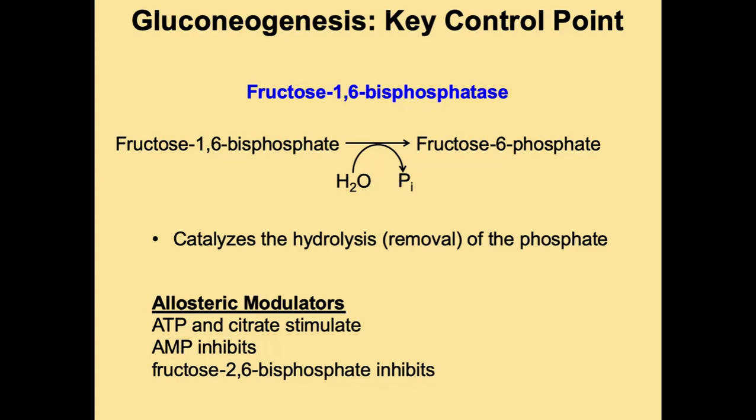And fructose 2,6-bisphosphate, remember this comes from the conversion of fructose 6-phosphate, will also inhibit this enzyme. So whatever activates phosphofructokinase will inhibit fructose 1,6-bisphosphatase, and whatever activates the bisphosphatase will inhibit phosphofructokinase. This ensures that glycolysis and gluconeogenesis don't occur at the same time.